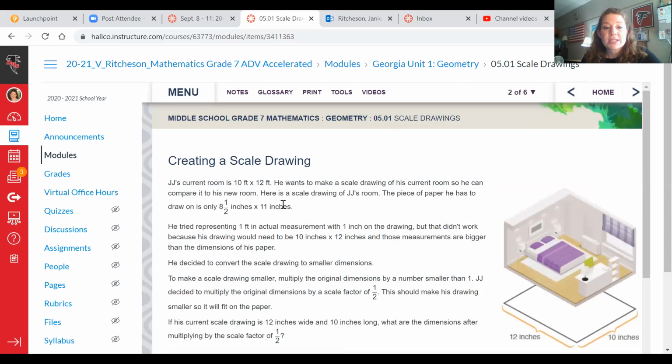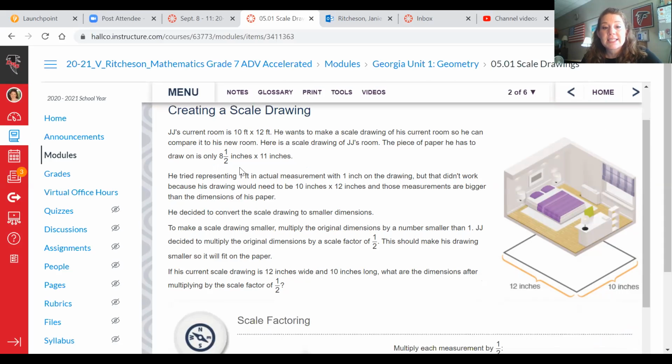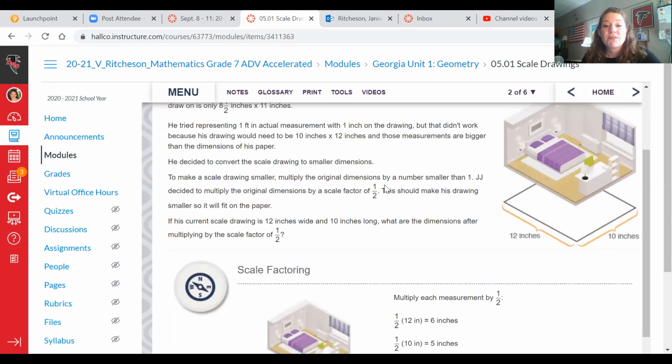All right, so we're going to finish the scenario about JJ and his scale drawings. His room is 10 feet by 12 feet, and he wants to use a scale drawing of 1 inch equals 1 foot, but his paper is only 8.5 inches by 11 inches, so he cannot fit a 10 by 12 inch drawing on that paper. So now he decides he's going to use a scale factor of 1/2, and he needs you to figure out what the new measurements will be.